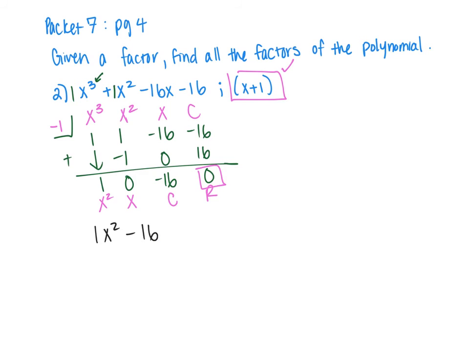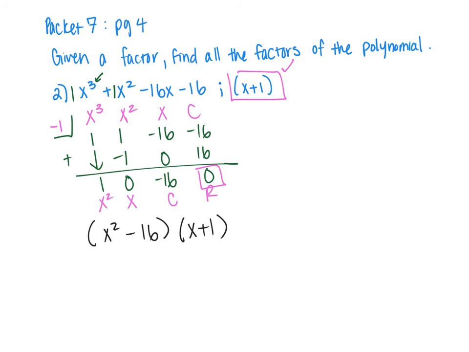Now, since I already know that there's a 1 in front of this x squared, that's kind of redundant, so I'm going to erase that, since the coefficient is always 1 if you don't write it. And if I write it out this way, I can see that I have this factor and then the one that I was given, so x plus 1.